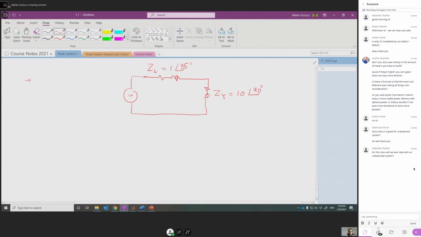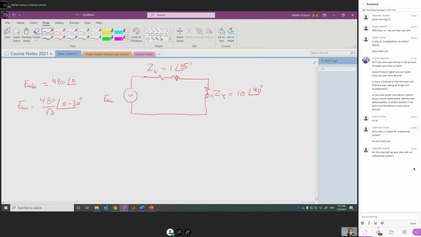So we have EAB, which is given as 480 volts with angle 0. We want to get EAN. EAN has a lower magnitude, so 480 divided by √3, and it should be shifted backward by 30 degrees, so 0 minus 30 degrees. This is due to the phasor diagram, which I explained before. So we have EAN, and we have this simple circuit.